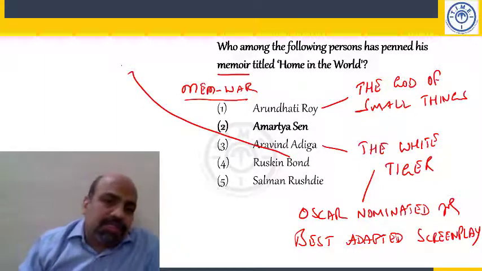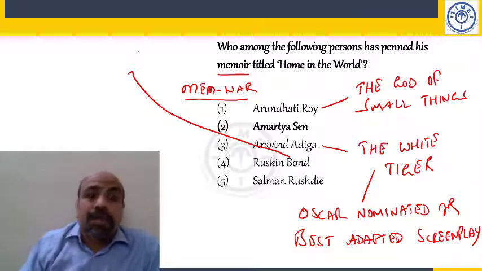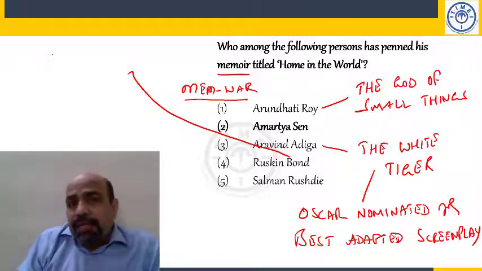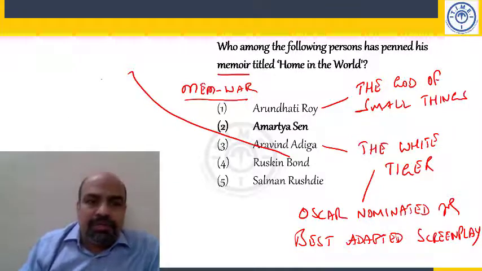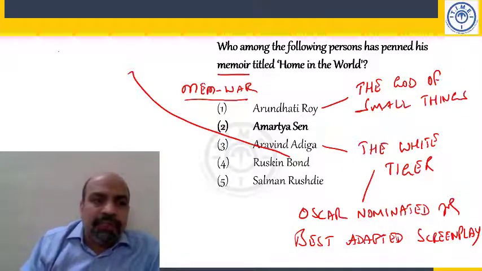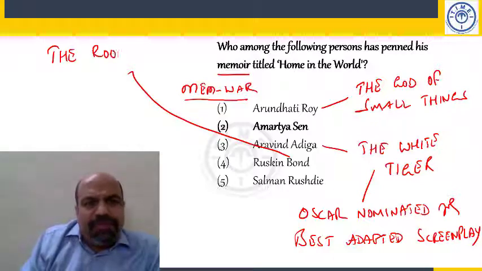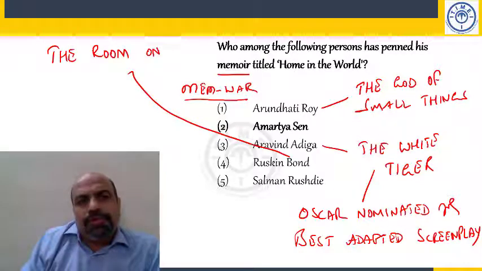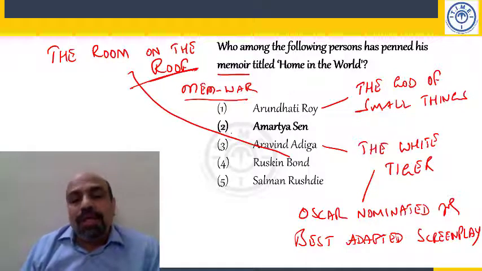Ruskin Bond, one of India's greatest writers. You could write, yeah, there are two books that come to my mind. One is Our Trees Still Grow in Dehradun. That's near Nainital, where he lives. You could write The Room on the Roof. This is a very, very good book. The Room on the Roof, that's the name of the book. You should read this. Very good book.